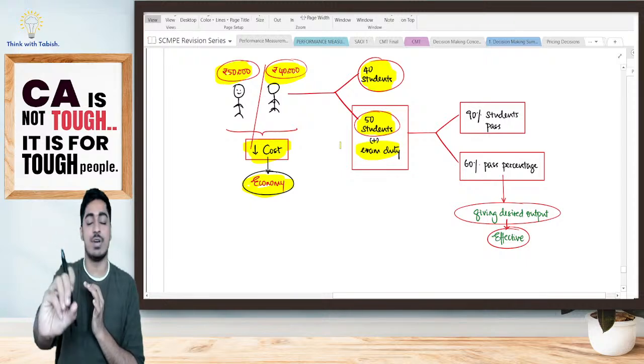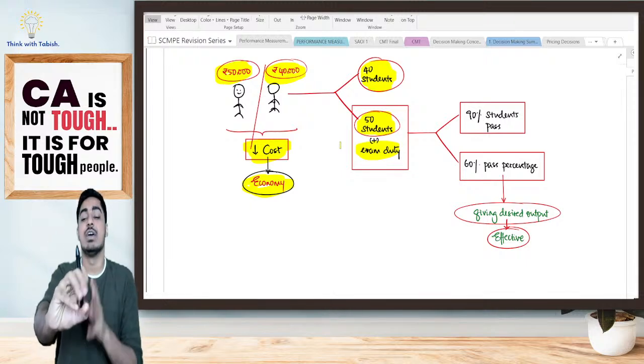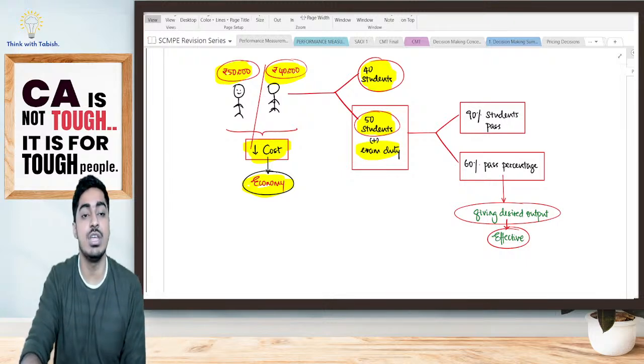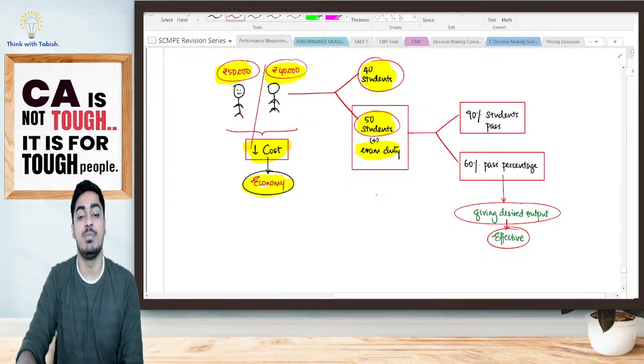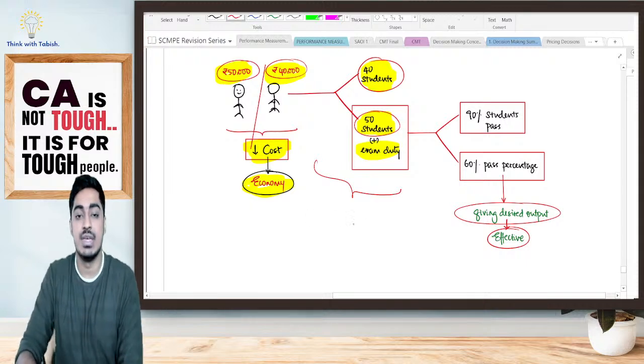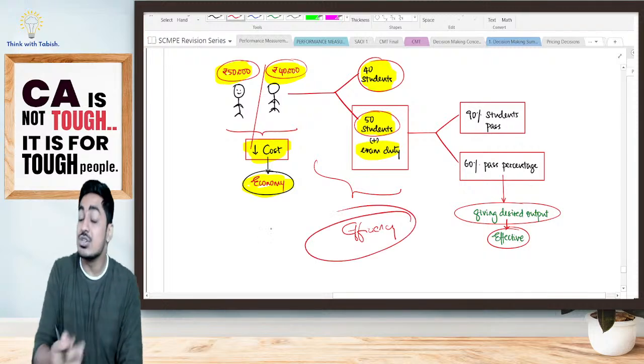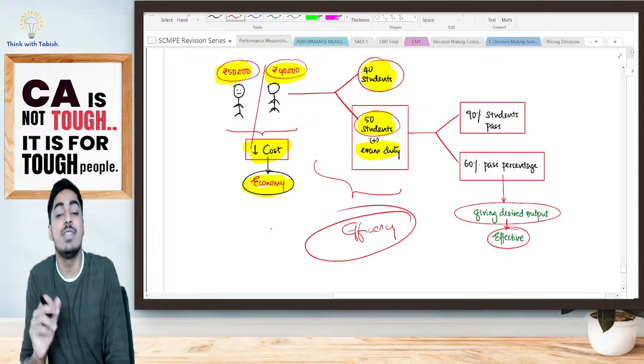One teacher you have hired, you have paid more or less, fine, but from that resource, how much maximum can you extract? It is concerned with your input and output. From your given input, your output should be maximum. That is your efficiency. From your given input, you try to get maximum output. Now, all of that is fine.